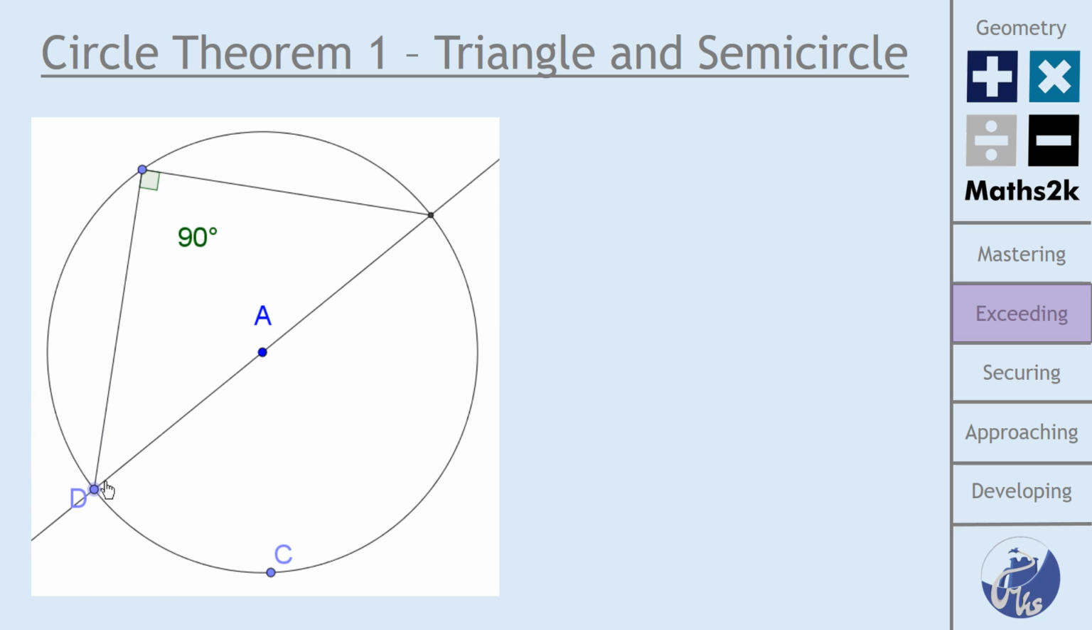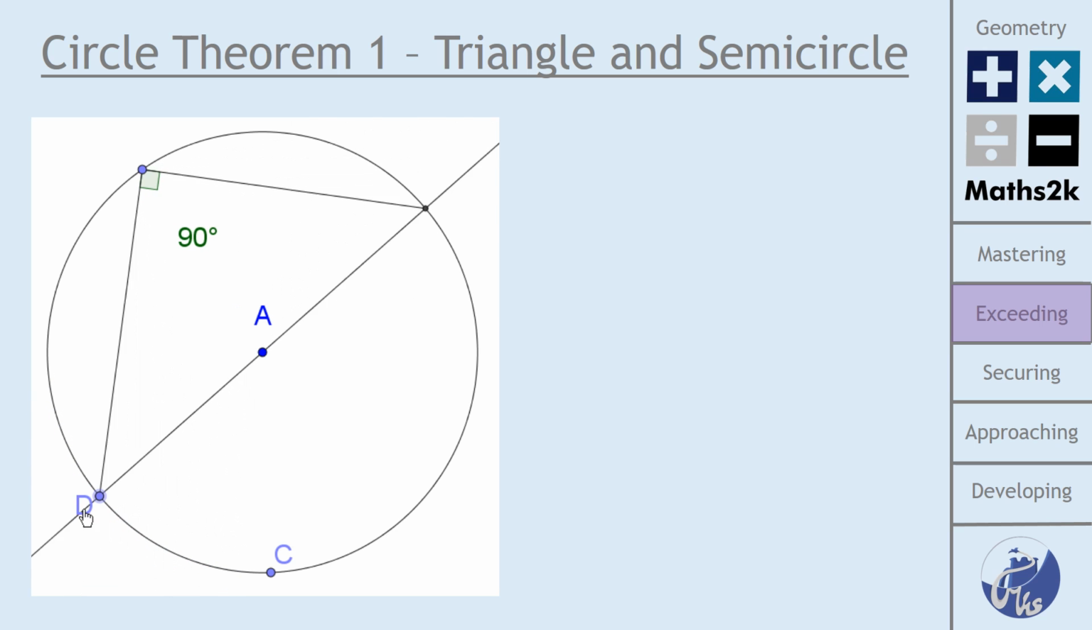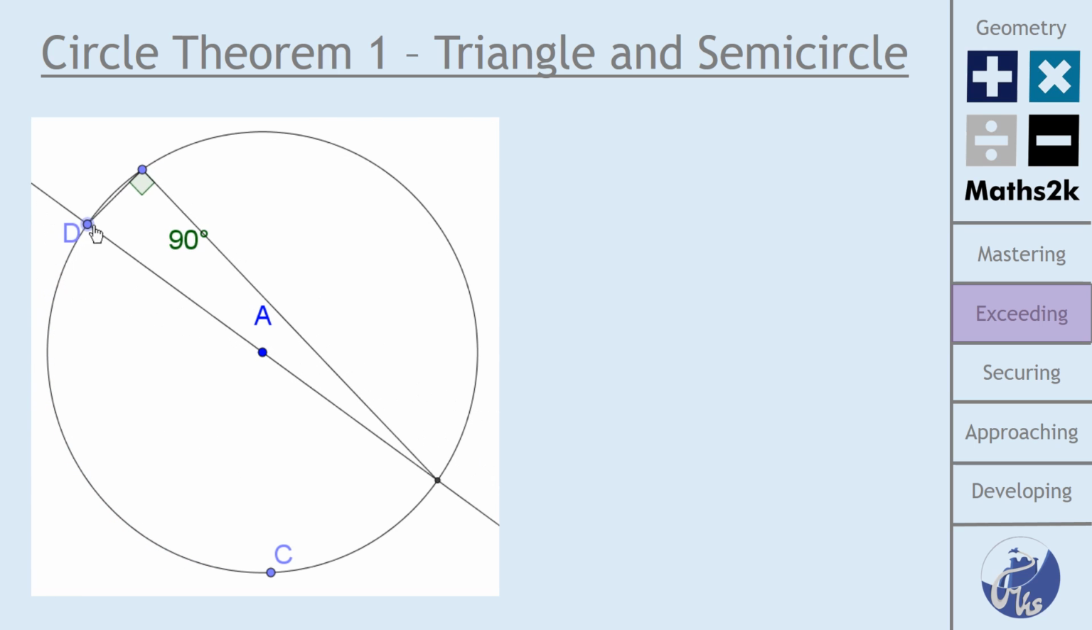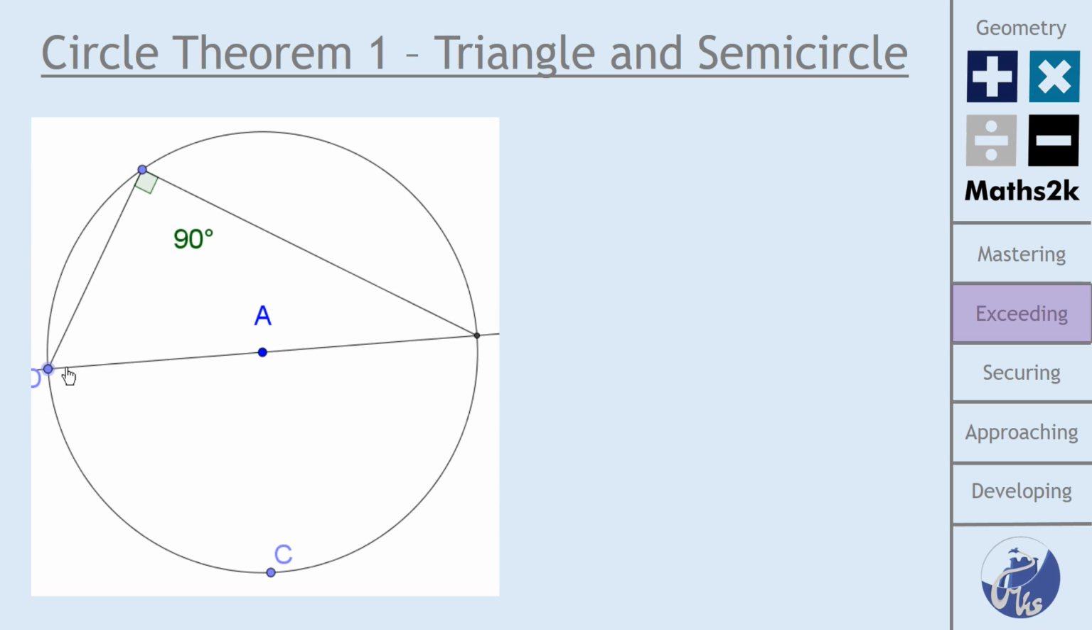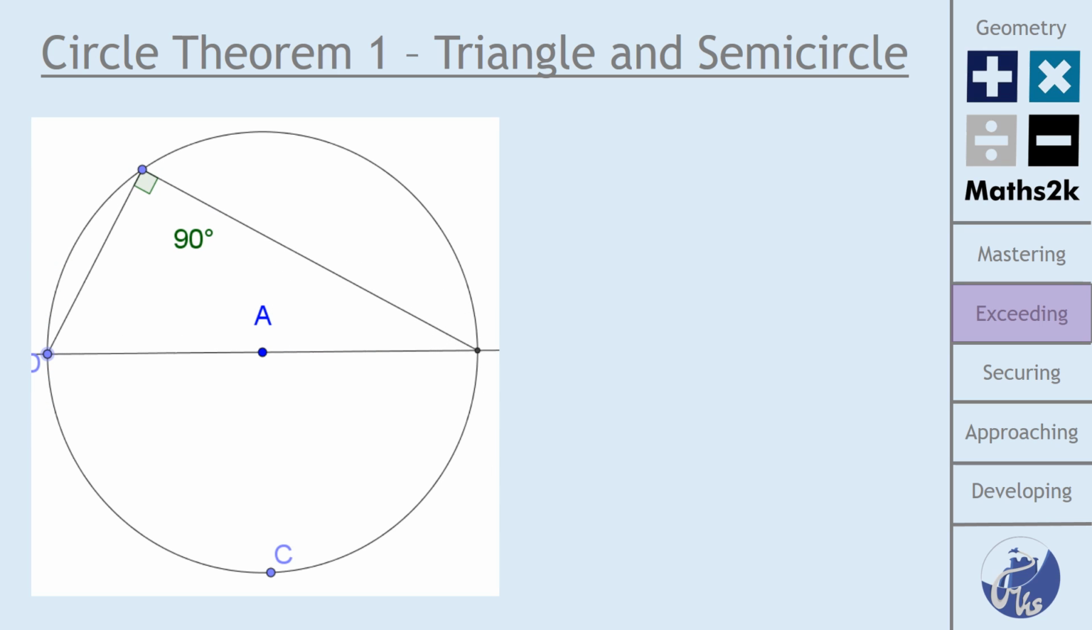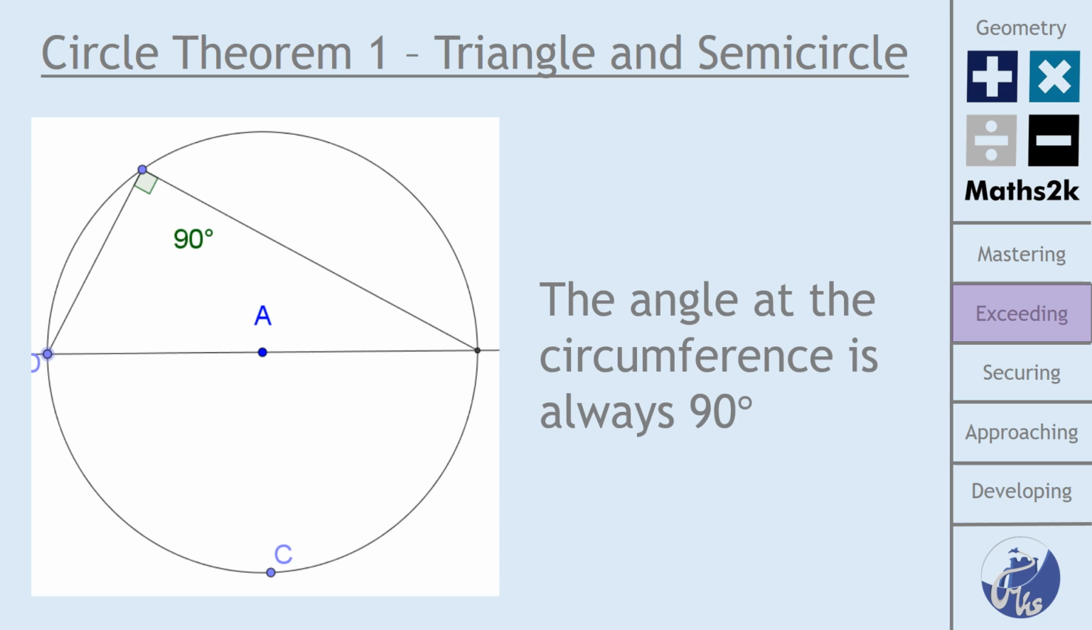And now, as I move the diameter about and leave the other point fixed, you can still see that it stays as 90 degrees. Now, your main thing you're going to need to do is just remember that that fact is true and then be able to use it. So just remember that the angle at the circumference is always 90 degrees for these triangles.